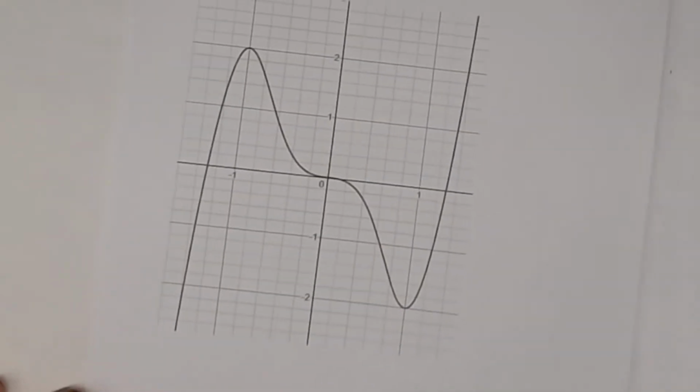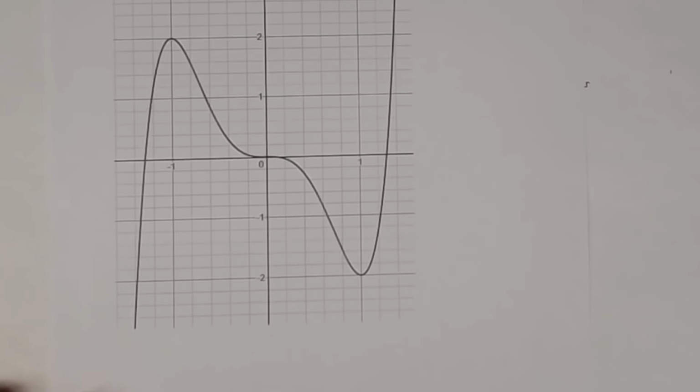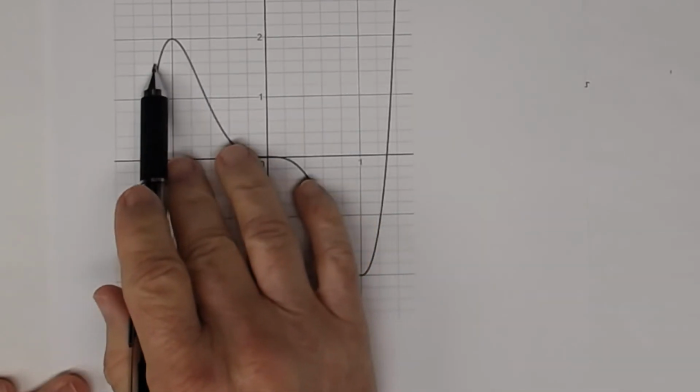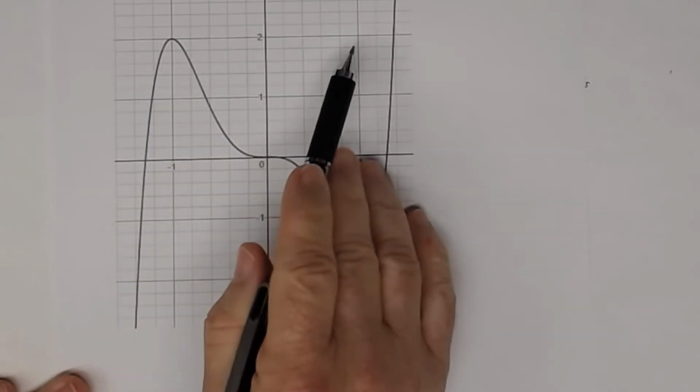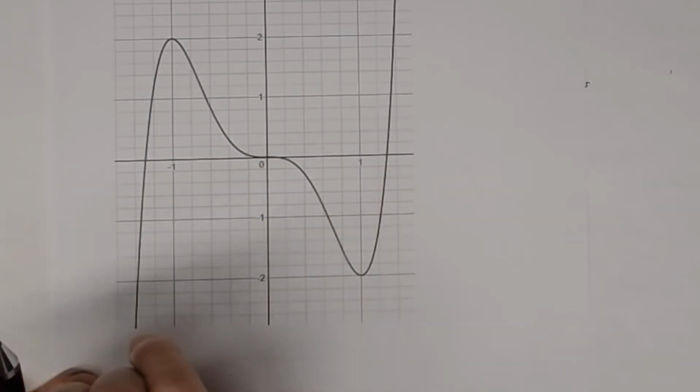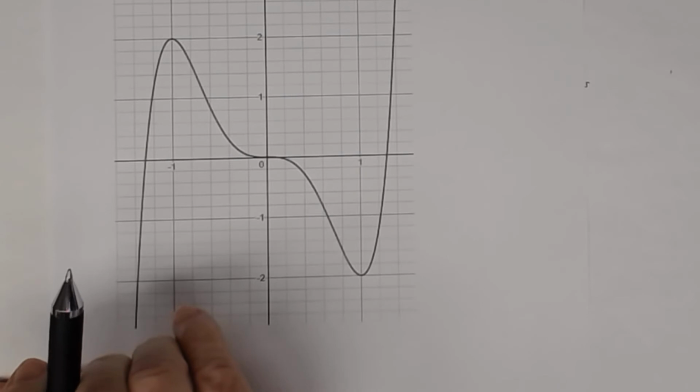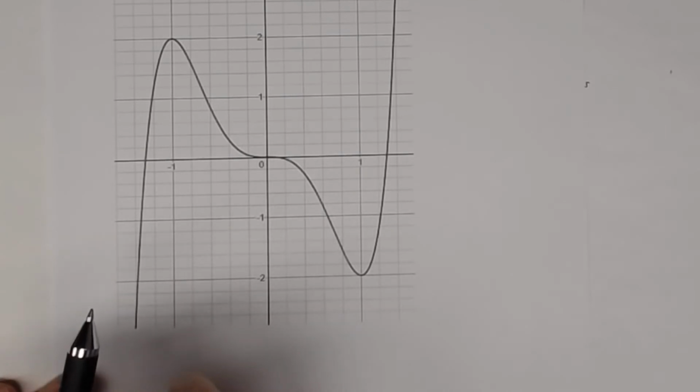All right, number 3. Number 3, is this function even, odd, or neither? First of all, is it even? Do you see this part of the graph when you reflect it on this side? No, you can tell right away it's not even. Is it odd? Look at that. What do you think? Is it odd?